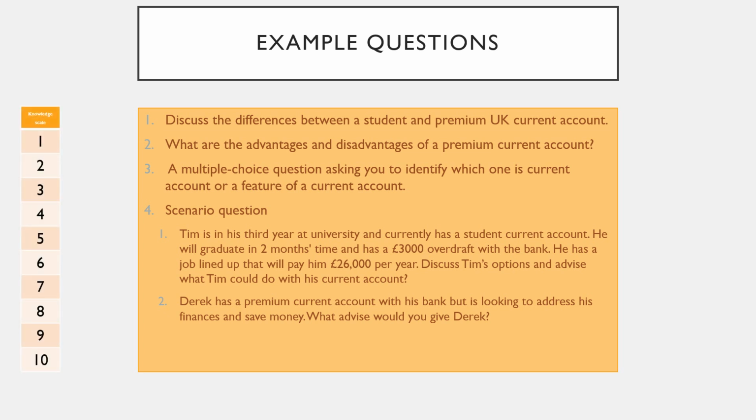And where's your knowledge now? Have I helped you to understand this topic and increase your knowledge? Have you gone from a 3 to a 7, or wherever you were originally? Have you gone up to a 10 maybe? Anyway, good luck. That is A3, current accounts covered.